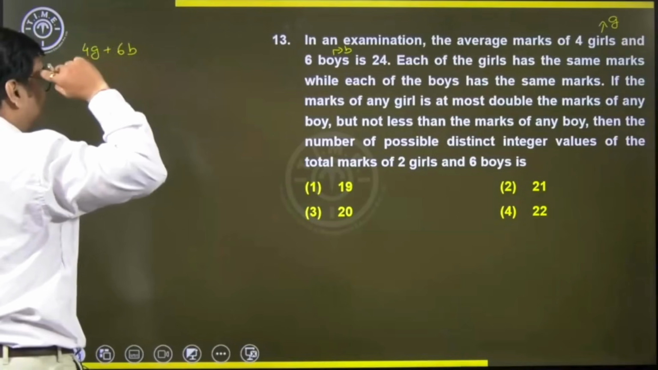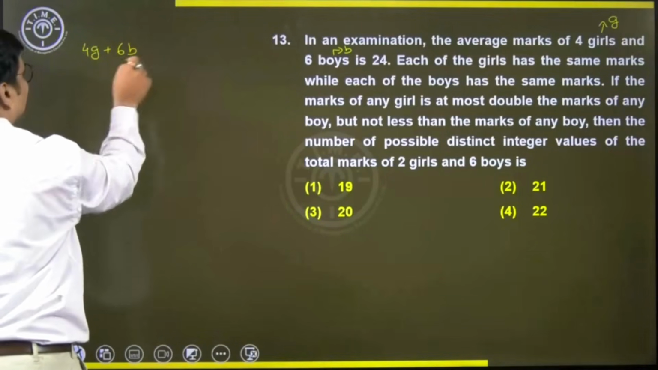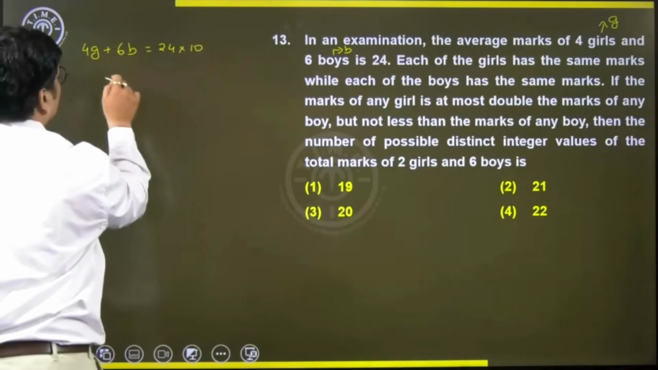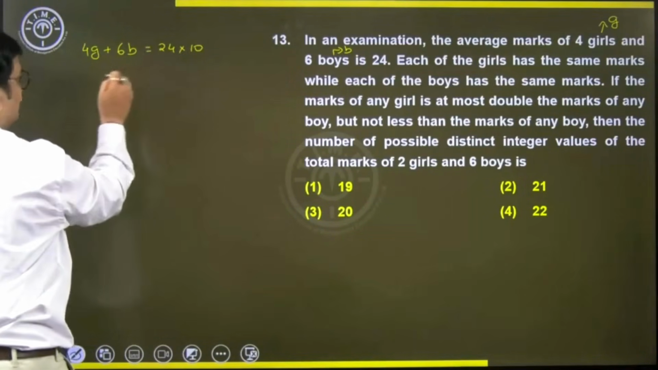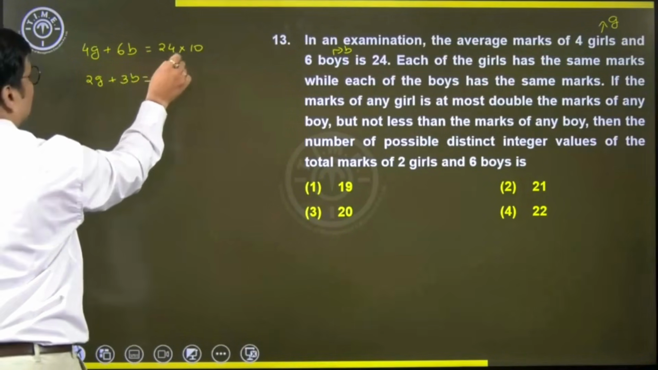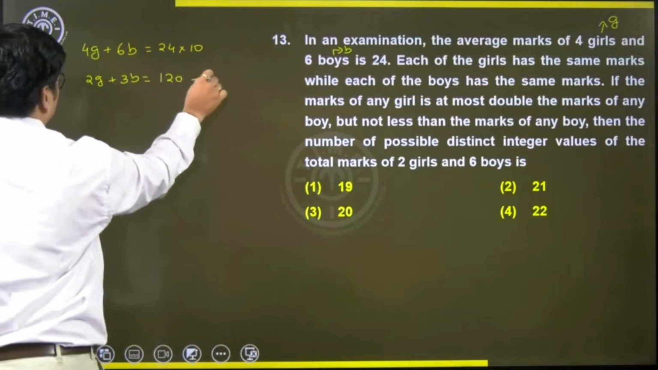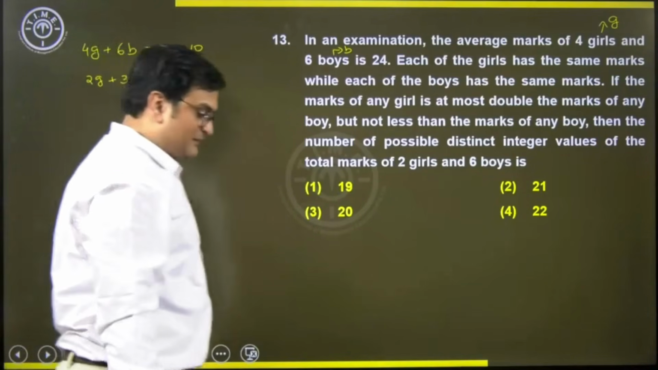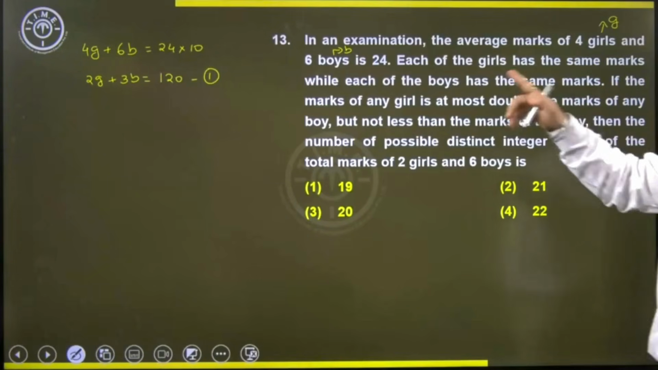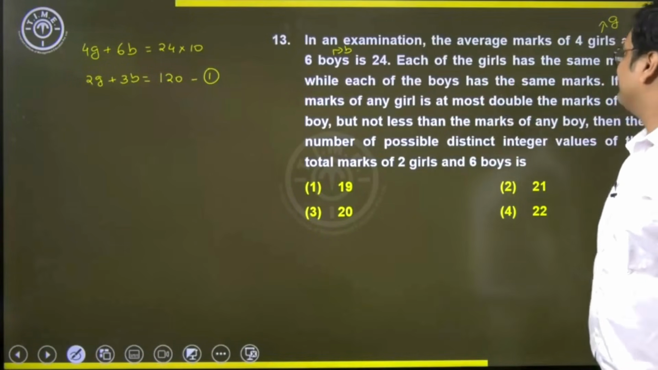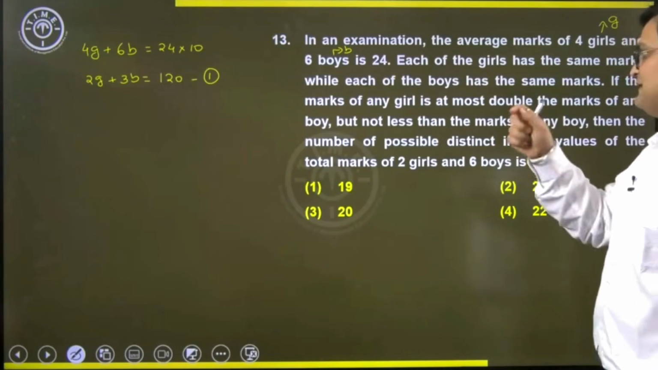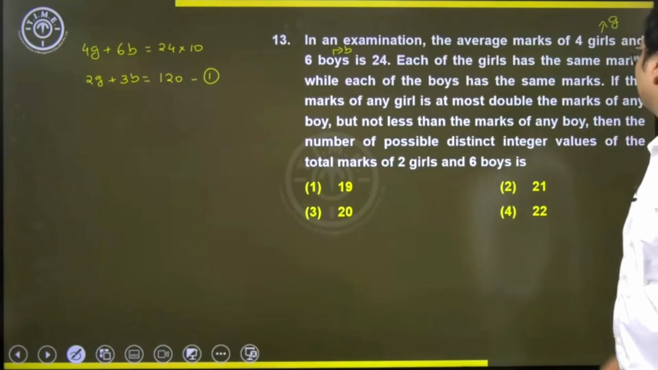And if the average is 24, what will be the sum of their marks? It will be 24 average into number of students 10. So, when I cancel out 2 on both sides, 2G plus 3B will be equal to 120. Now, please note, G is the marks scored by each girl, B is the marks scored by each boy. It is not given anywhere that they are integers, right? B and G could be non-integer values also.